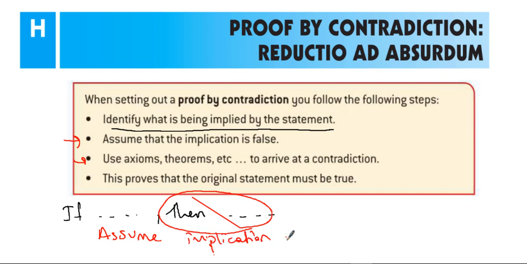Implication is false. I will give examples. So then we go with this implication, and we should come to some nonsense, which does not make any sense in mathematics. Then we say that our assumption was incorrect, so our original statement is true. So that's the idea. Let's see with the examples.